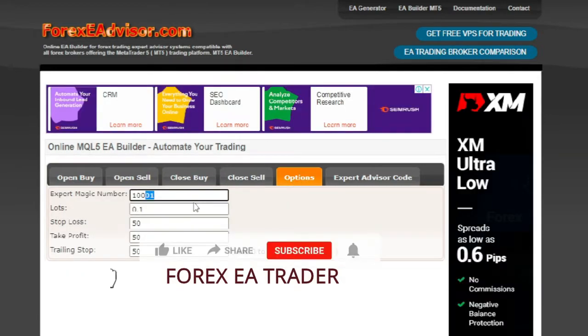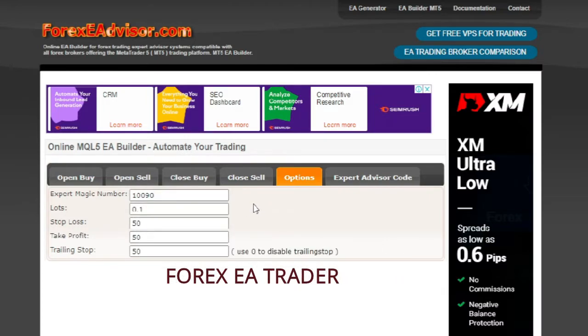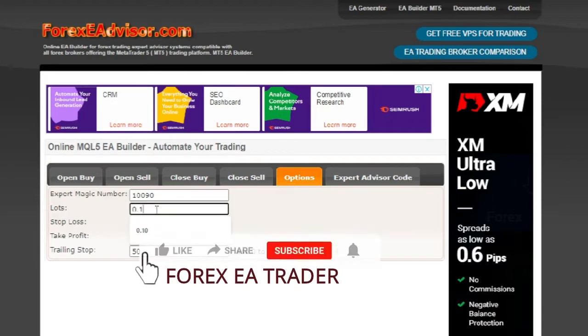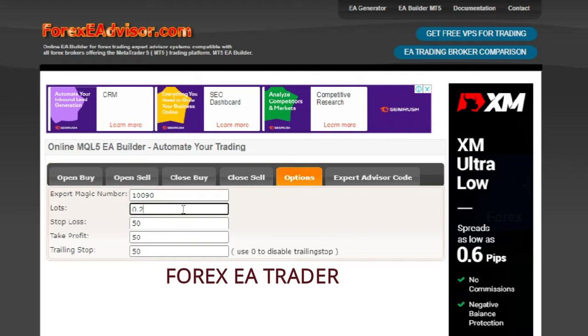We are going to put in our magic number. It's important that your robot has a magic number, so that it understands the trades that it placed, so that it doesn't get confused on the chart. Then lot sizing, obviously you probably are going to use 0.2. If it's boom and crash, it's usually 0.2.